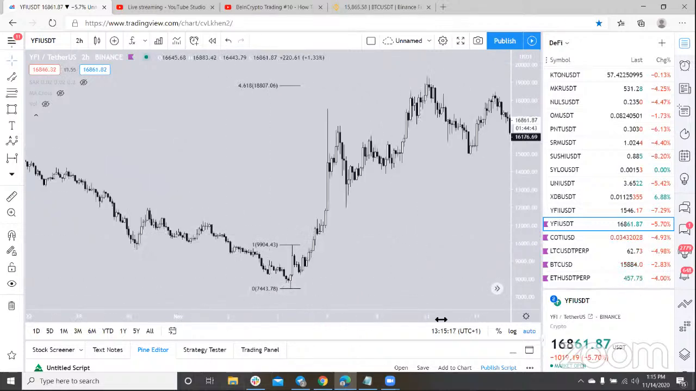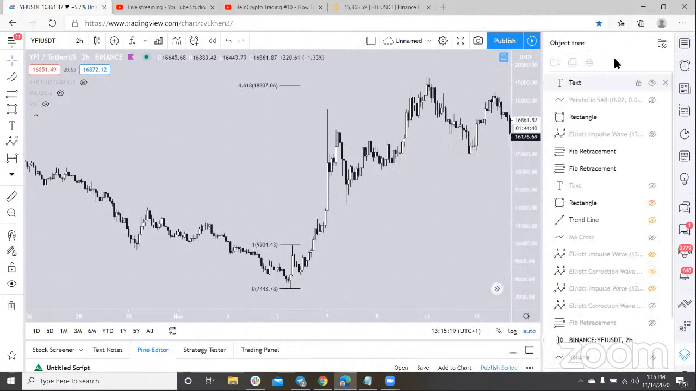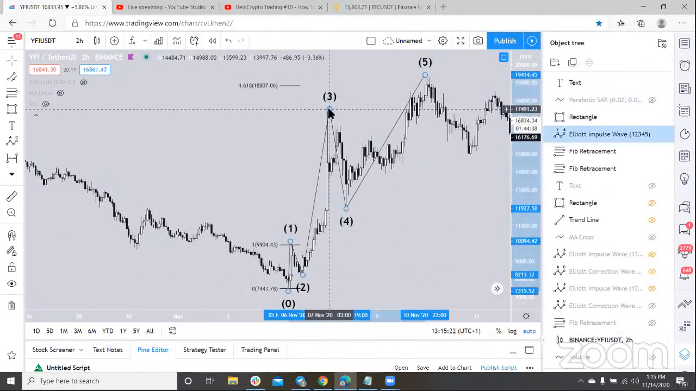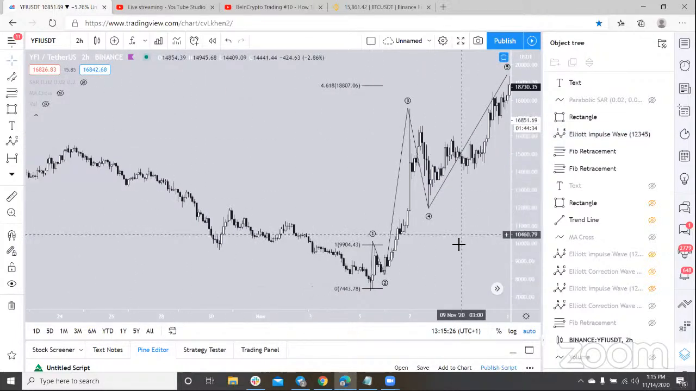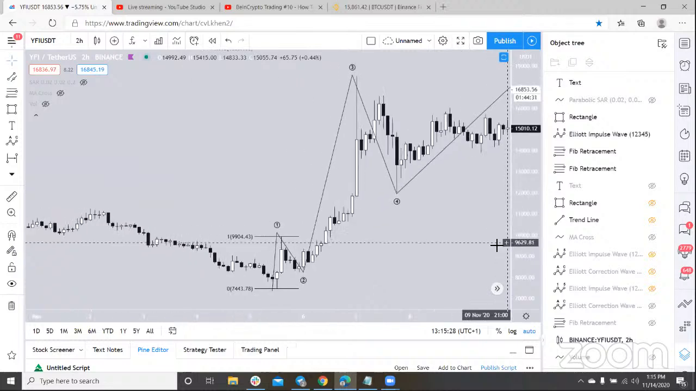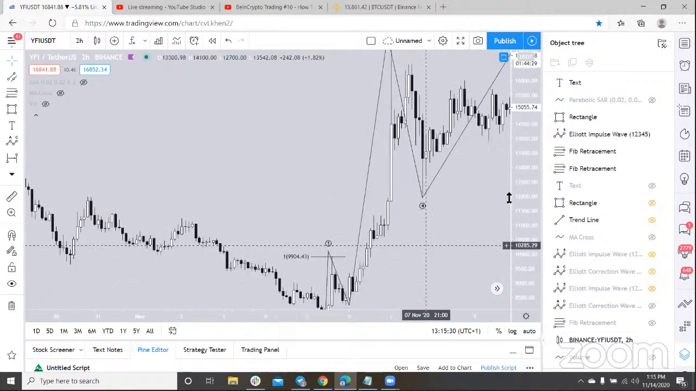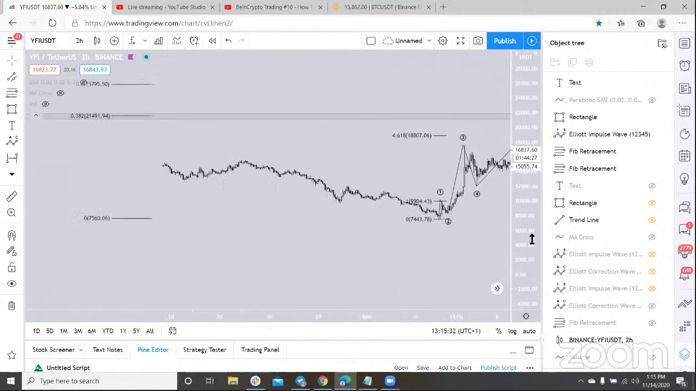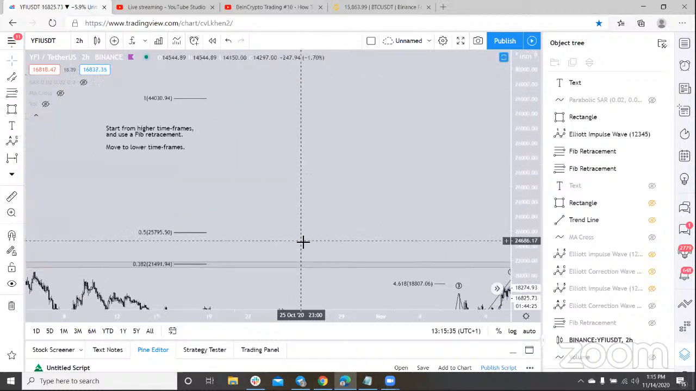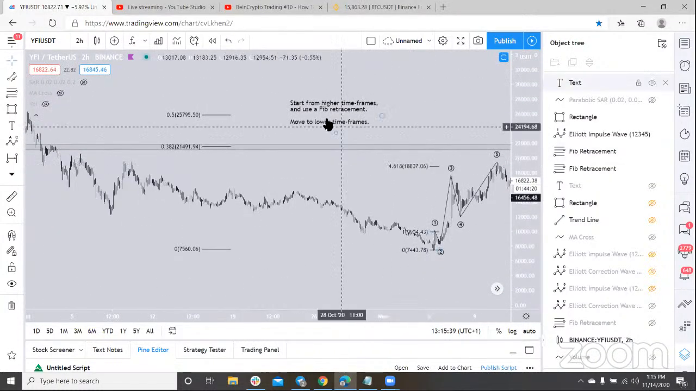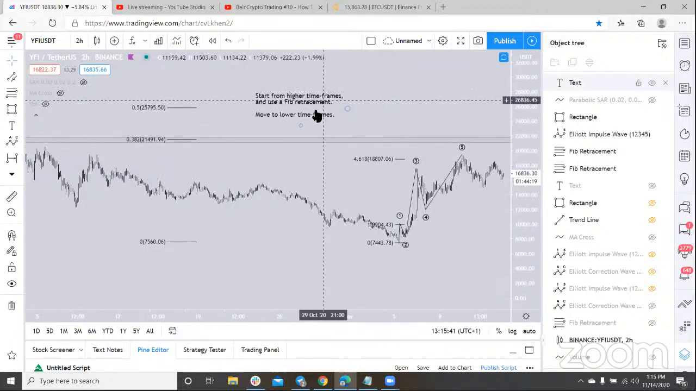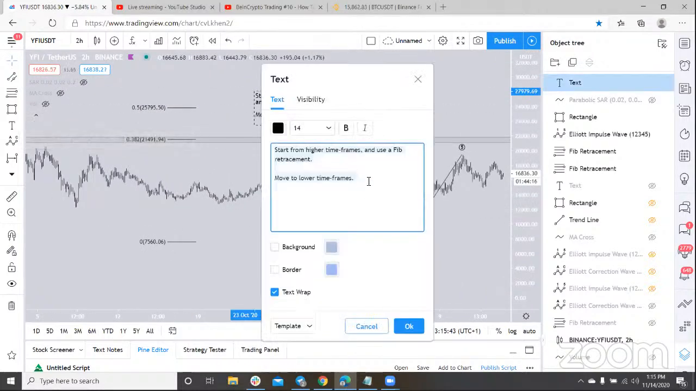Now, personally, I have this as a bullish impulse. 1, 2, 3, 4, 5. Wait, that's too big. Again, you find the first wave here and do the extension. So start from higher time frames, use a fib retracement, move to lower time frames. Use a fib extension.